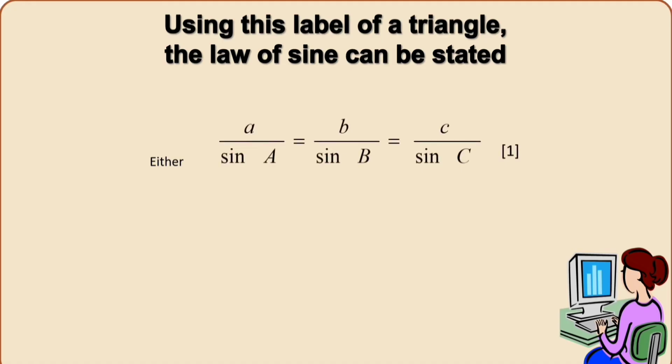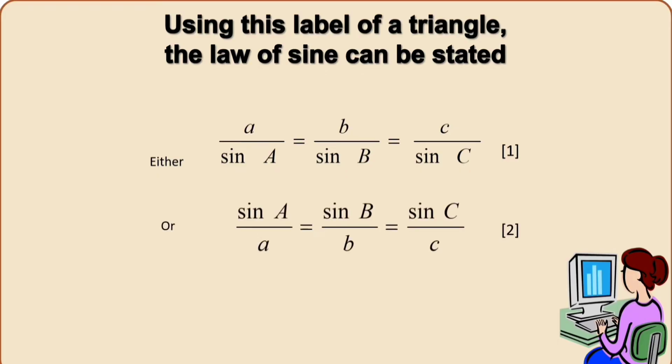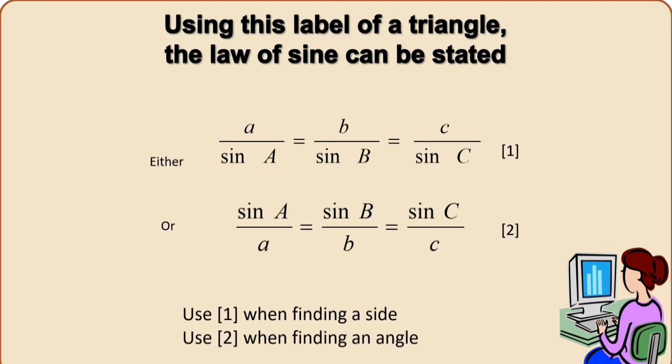Using this label of a triangle, the law of sine can be stated either as a over sine A is equal to b over sine B is equal to c over sine C, or sine A over a is equal to sine B over b is equal to sine C over c. Use the first one when finding a side, and use the second one when finding an angle.